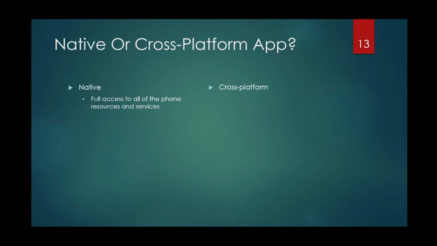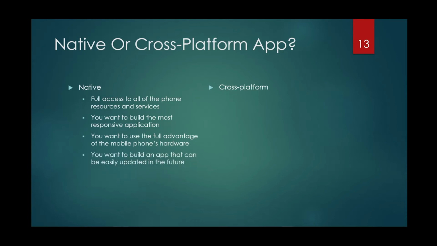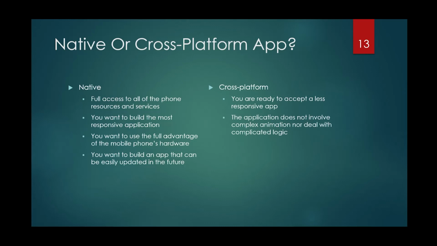To sum up, if you want full access to all of the phone resources and services, if you want to build the most responsive application, you want to use the full advantage of the mobile phone's hardware, and you want to build an app that can be easily updated in the future, you have to choose native app development. And if you are ready to accept a less responsive app, and by knowing the application does not involve complex animation nor deal with complicated logic, and also by knowing that you have a short window to test an idea in the app market, you can use cross-platform app development. In this course, I will teach you how to use native app development and how to build native applications.